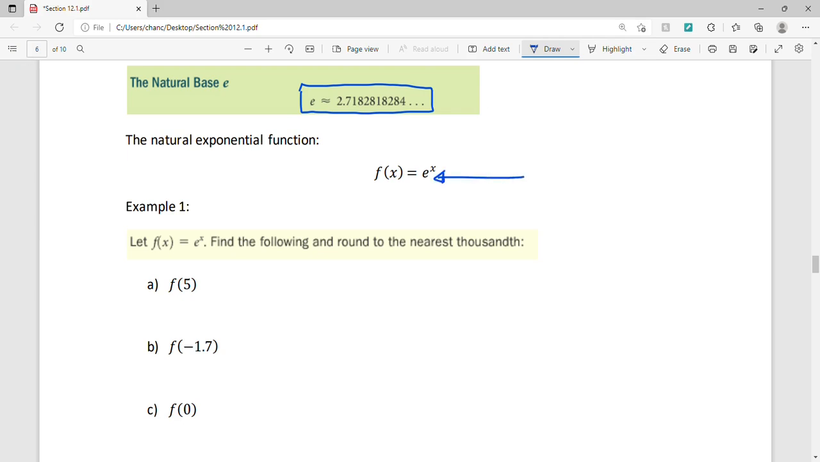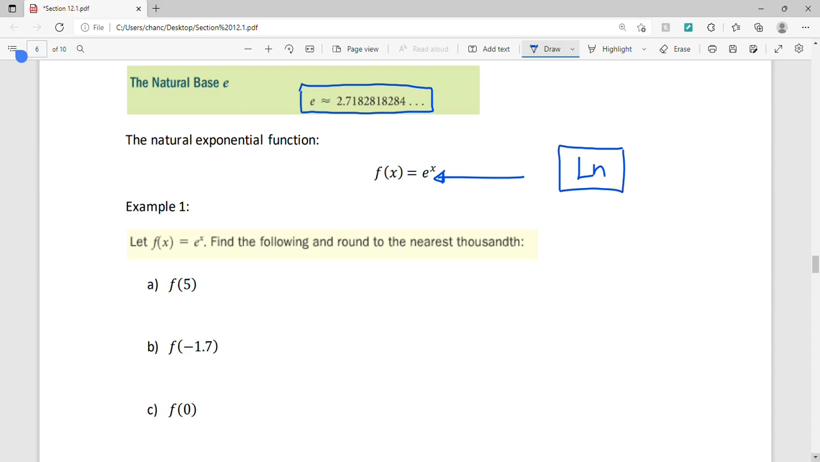This is on every single scientific calculator. So locate that button on your scientific calculator. It's usually located next to the ln button. So look for that ln button or natural log button, and you'll find e next to it.